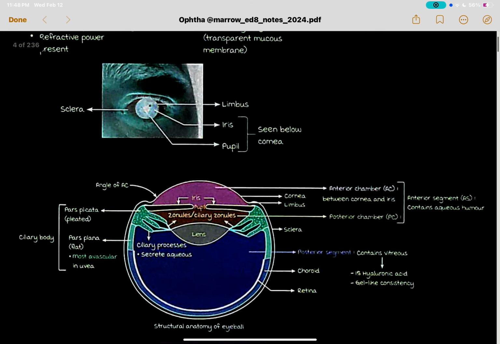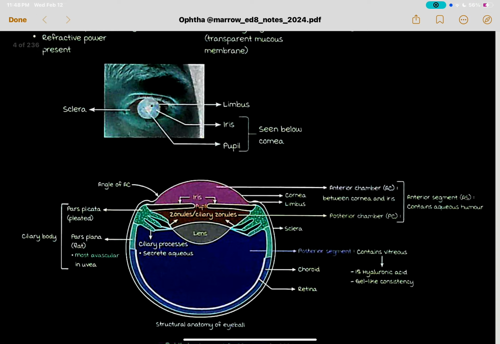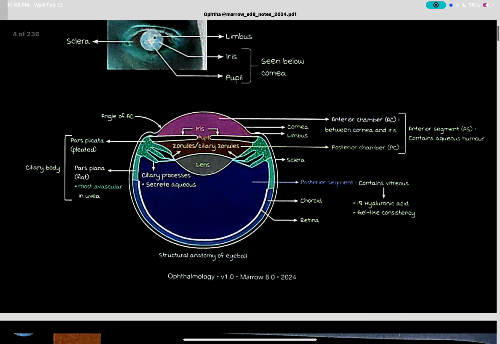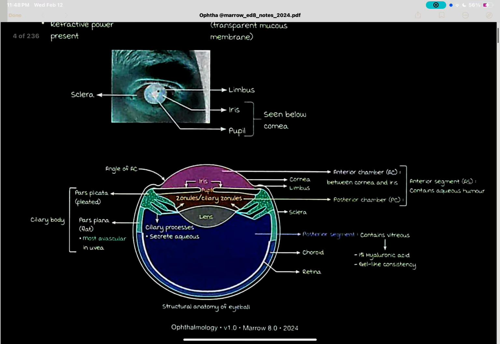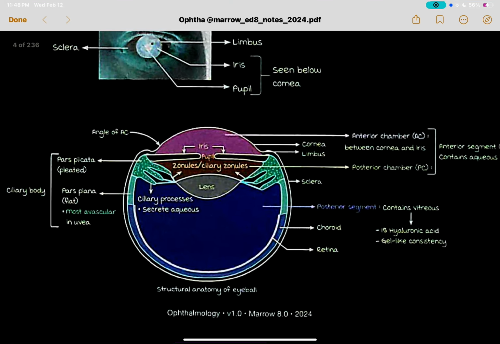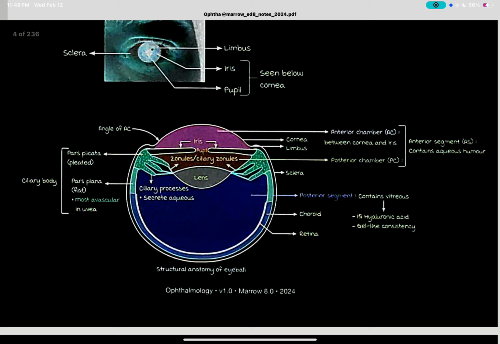Sclera, limbus, iris, pupil seen below cornea. This is the structure anatomy of eyeball. Here at the very end you can see this is retina. Behind the retina is the choroid.